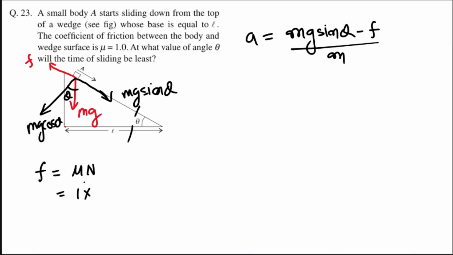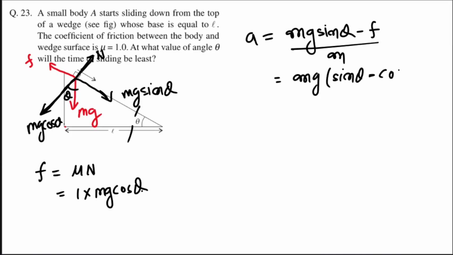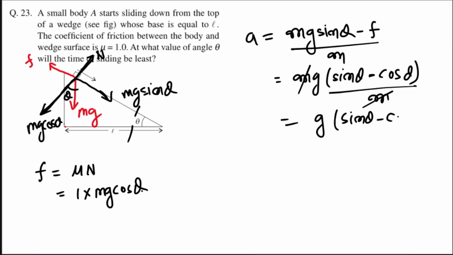N is how much? The normal reaction will act like this. N will be equal to mg cos theta, because this block is not moving along the line perpendicular to the plane. Along that line it is in equilibrium. So N has to be equal to mg cos theta. So the net force is mg sin theta minus mg cos theta, and divided by m, the acceleration is g (sin theta minus cos theta).